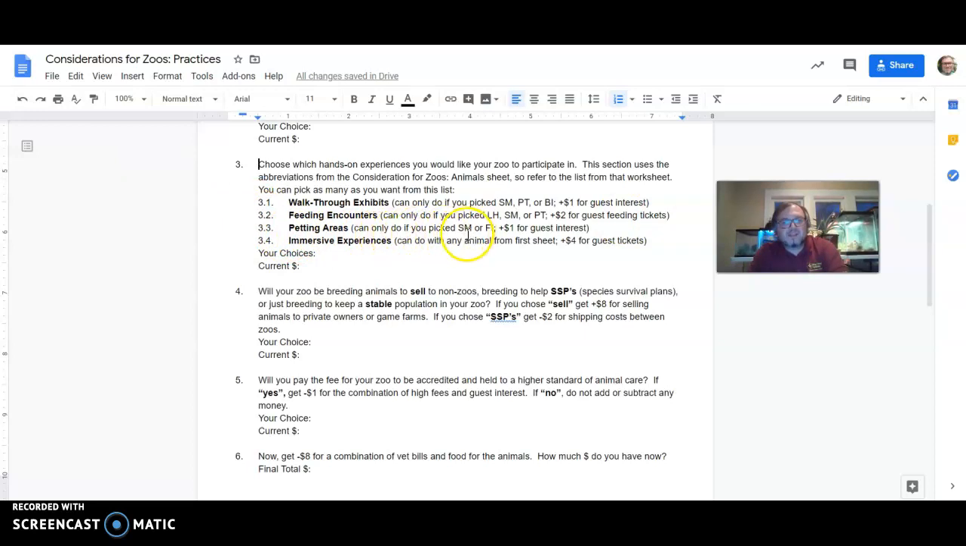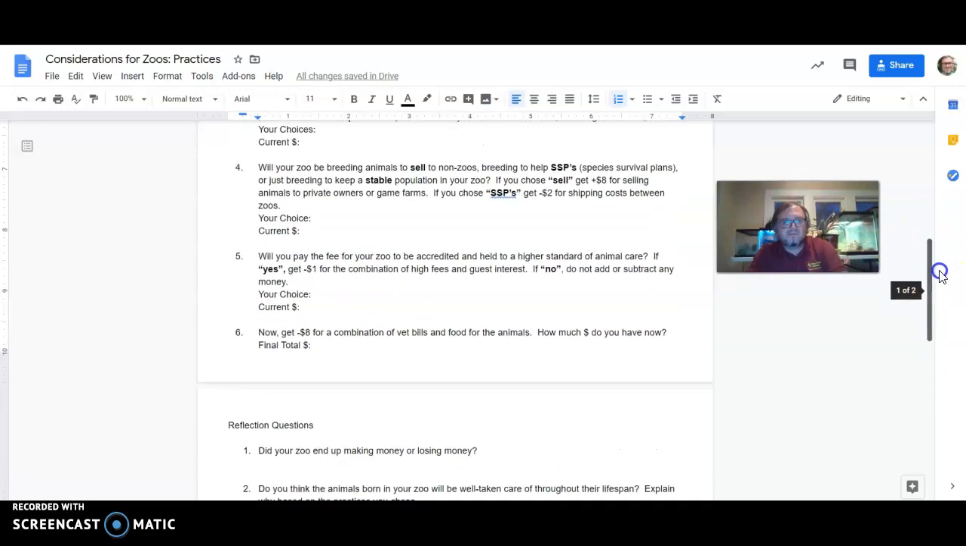You can only do if you picked SM or FI, +$1 for guest interest. And then the immersive experiences, the really expensive personal experiences, you can do with any animal from your first sheet. You get +4 for the cost of guest tickets to interact with that animal. So put your choices here again, pick from the bold terms, and then talk about your current money amount now.